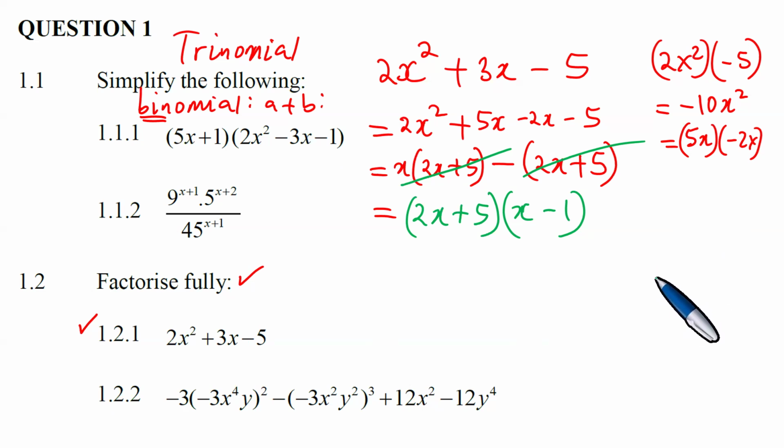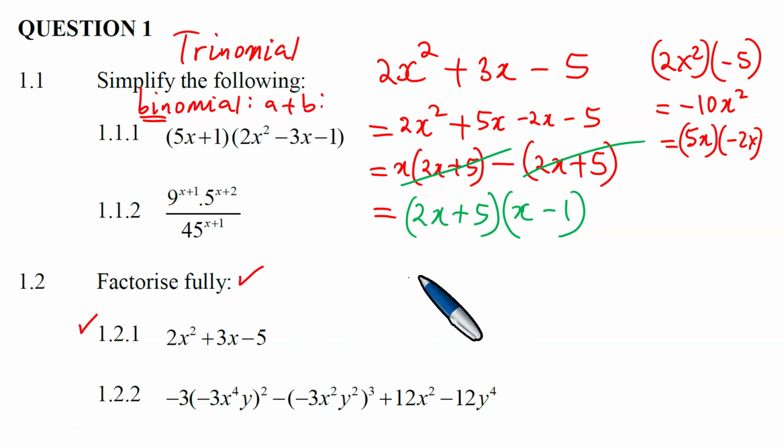Any question? No question. Or you have not seen this before, right? More 2x plus 5, no? Please come and write 2x plus 5 on the right hand side and then x minus 1 on the left hand side. Yes, it's still very acceptable.